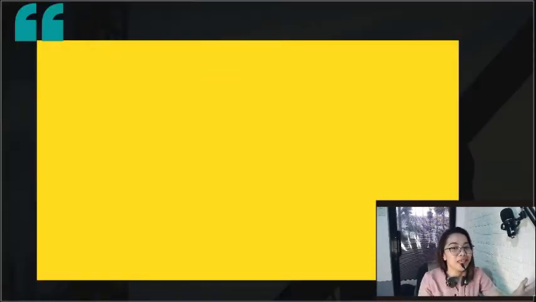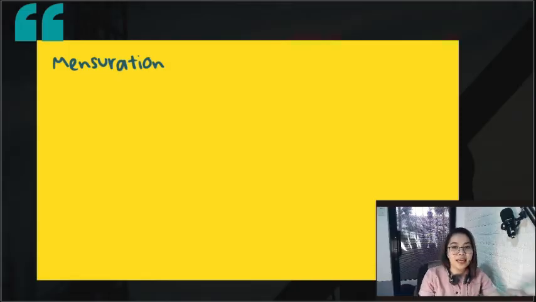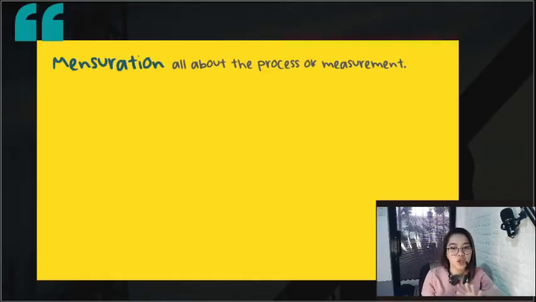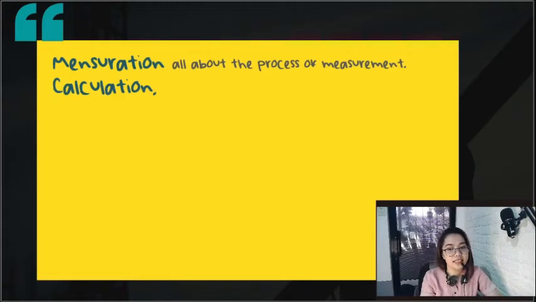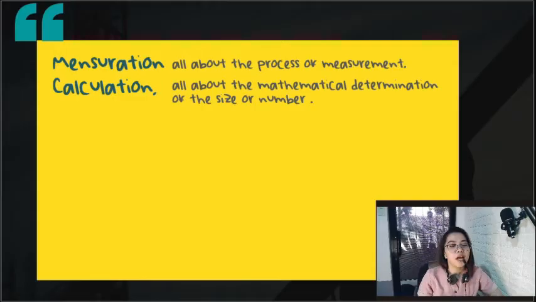When we say mensuration, it is all about the process of measurement. It uses more on the measuring and geometric magnitudes, lengths, areas, and volumes. Whereas in calculation, it is all about the mathematical determination of the sizes and the number. It can also be an assessment of the risks, the possibilities, or effects of a situation or course of action.